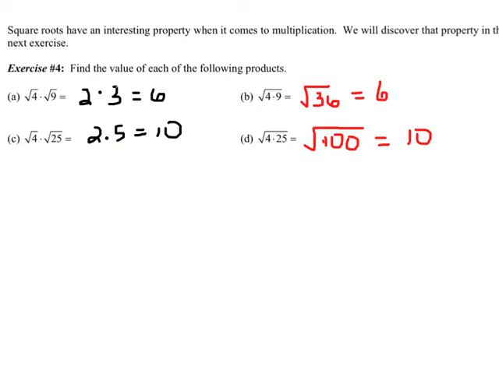Okay, your answers here you should have come up with, if you take a look here, 6, like we talked about, square root of 36 is 6. When you do 4 times 25, you get 100. Square root of 100, of course, is 10 times 10, so it's 10. Those are your answers. So what does that give us?